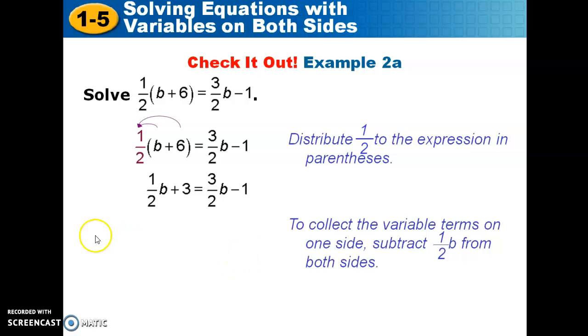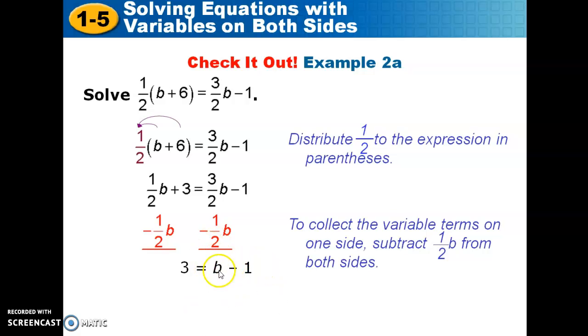Everything's beautiful. All right, now, again, I got to get my variables to one side, my constants to the other. So I'm going to start off by subtracting 1/2 b on both sides. The nice thing about this, you don't have to clear out fractions because they have the same denominator. So there's no need, right? So the left side, I'm left with 3. Okay, this gets a little tricky. They kind of skip a step here, but what's 3/2 minus 1/2? 2/2, or 2 over 2, which we know reduces to 1.